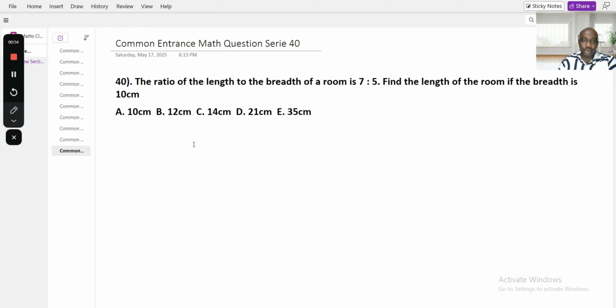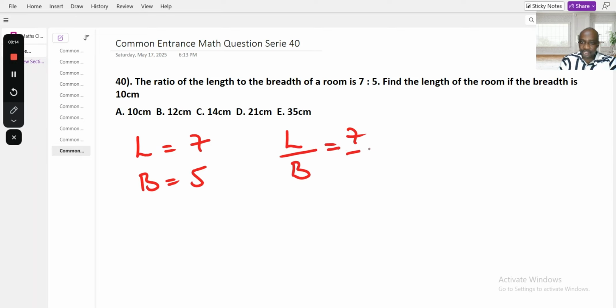The ratio of the length to the breadth of a room is 7:5. Find the length of the room if the breadth is 10 centimeter. Now they have given us the ratio of a room. Let me write it out. Length is what? 7. While the breadth is what? 5. Find the length of the room. Now if you want to calculate this one, this is the way we calculate it. Length to the breadth, this is the ratio. You can write it like this.